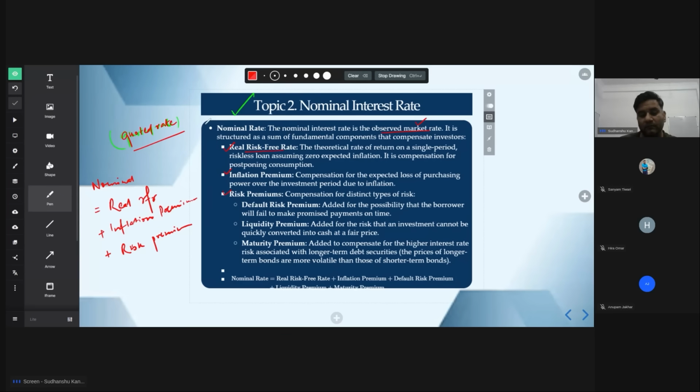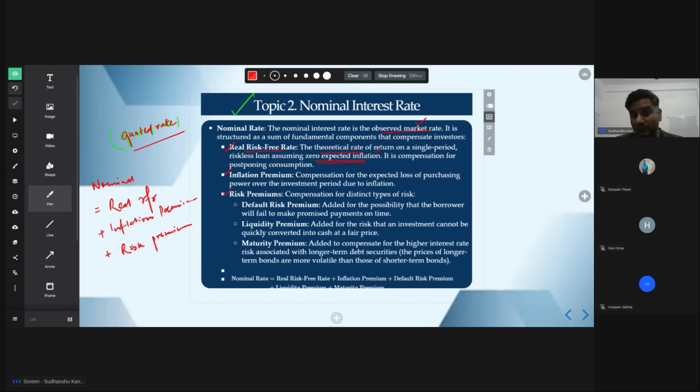This one, real risk-free rate. Now talk about real risk-free rate. This is the theoretical. This is not the practical. This is the theoretical rate of return on a single period. Basically, a theoretical rate on a perfectly safe single period loan, assuming there is zero inflation. Why do we need it? Because it compensates for your time preference, the willingness to postpone your consumption. So let's say if you lend 100 rupees for 1 year, the inflation is zero, and in that case, you're earning 103, right? So your real risk-free rate is 3%, right? But please keep in mind, you assume here zero expected inflation, right? That is very important. Okay.